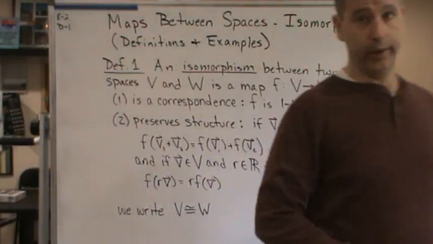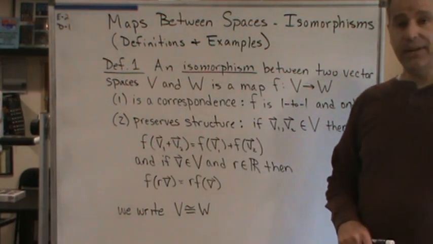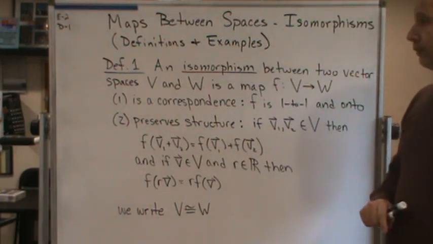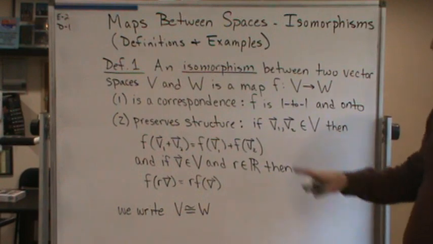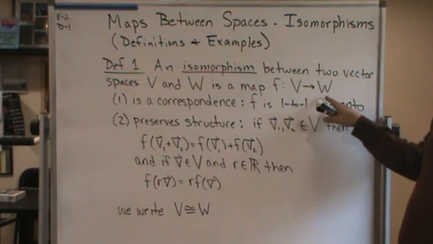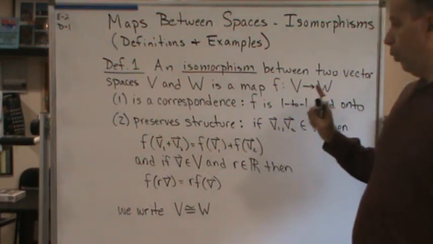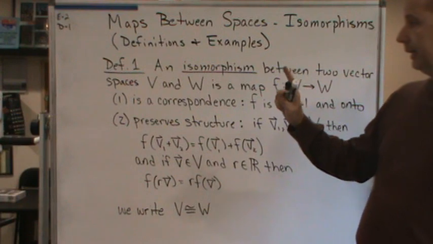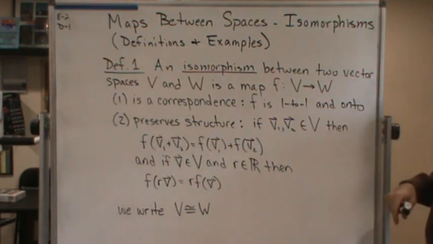Here's definition 1. It's the definition of an isomorphism. An isomorphism between two vector spaces V and W is a map F from V to W that is a correspondence. F is 1 to 1 and onto.